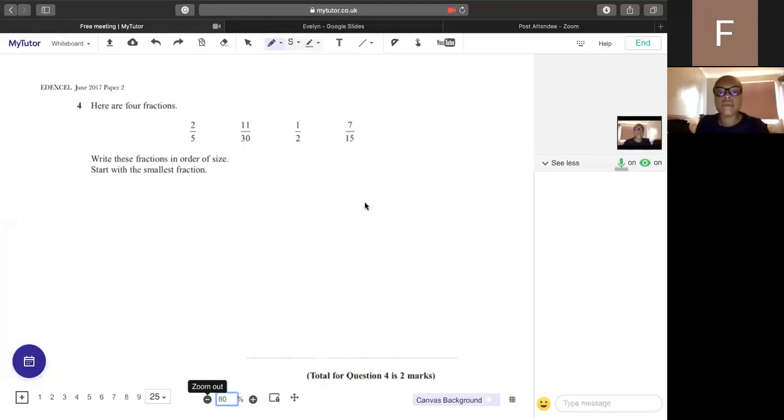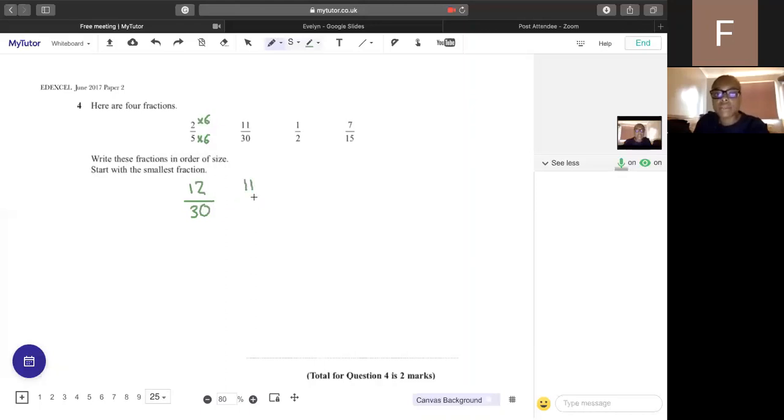So 5, 30, 2 and 15, we know that they're all factors of 30. 5 goes into 30, 30 obviously goes into 30, 2 goes into 30 and 15. So let's write down their equivalent fractions underneath each one and then order them. So 2 over 5, to get from 5 to 30, we'd need to multiply by 6. So we need to also multiply our numerator by 6 as well. So 2 times 6 is 12 over 5 times 6, which is 30. So we've got 12 over 30 here.